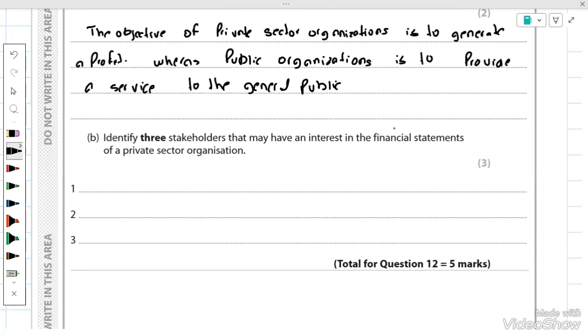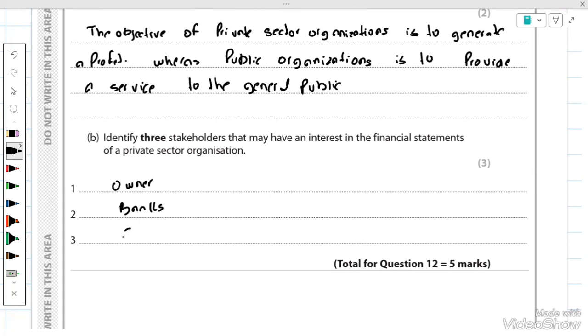Okay, so if we want to write any three, the first one is owner, because of course, if you are making a loss in your financial statement, the owner will be greatly affected by it. And number two can be your banks, because banks are also concerned since they are giving you a loan, so they can better analyze your performance and decide whether they should give you any loan or not.